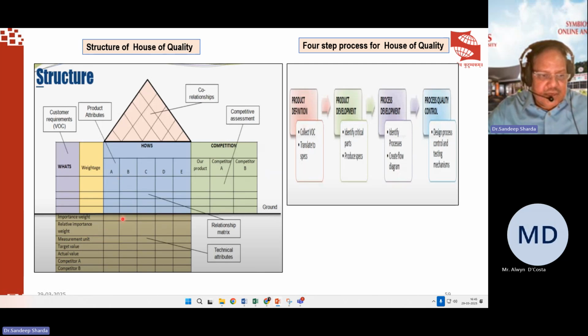Now, based on that data, we are going to go for the importance weight and relative weight analysis. Basis the relative weight importance, we consider which particular parameter is going to be very important as far as the structure of the house of quality and the customer voice is concerned. So we are going to analyze them. This is a template that we are going to discuss with one example.